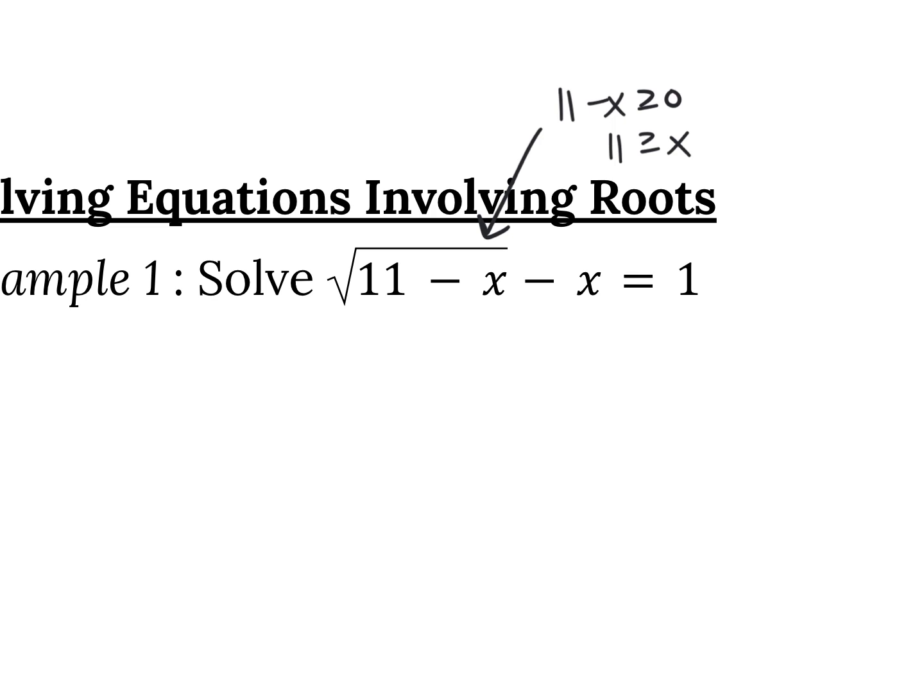So whenever you're solving square roots, go ahead and isolate your square root unless there are two of them. We'll talk about that here in a second. But I'm going to go ahead and move that x over to the other side. So I have the square root of 11 minus x equals 1 plus x. To undo a square root, I can square both sides.